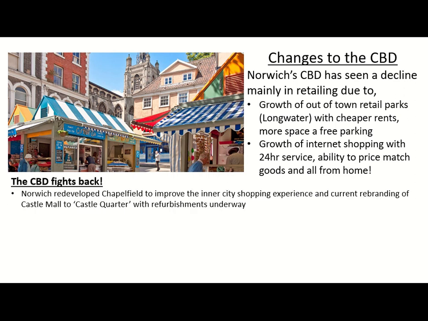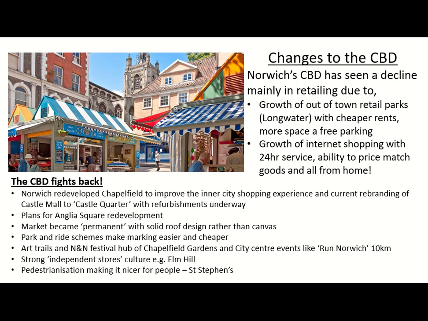So I've got loads of strategies here, and you've also got some from your lessons, which all illustrate how the CBD has fought back. So you've got Chapel Field, which was an old, horrible closed down chocolate factory, turned into a good shopping centre that looks nice next to a lovely park, and there's housing there as well. Castle Mall, which was built but is also now being redeveloped and refurbished and turned into Castle Quarter. Anglia Square, there's plans to redevelop it. It's been going for a while, but it will happen at some point.